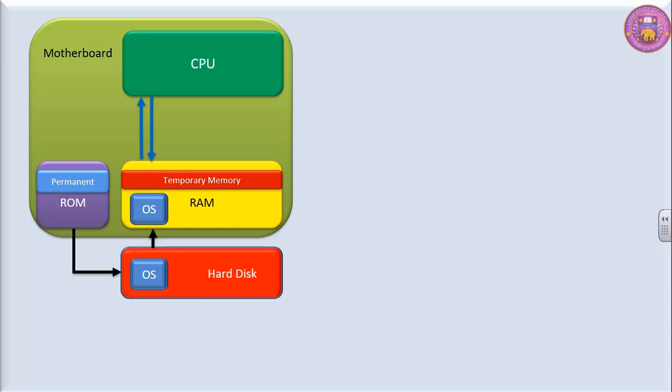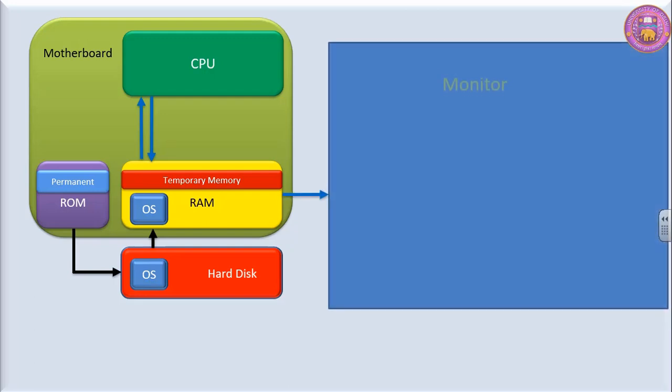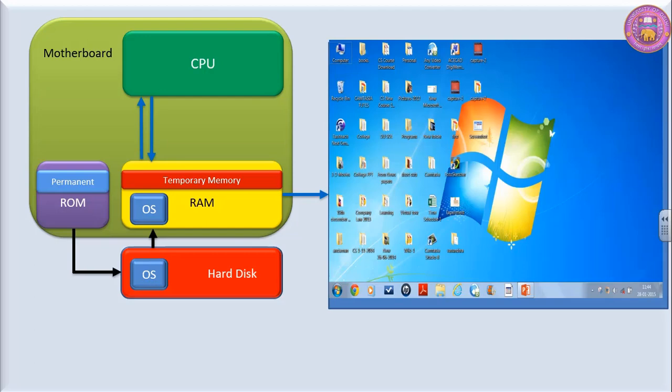Operating system sends the first file to CPU. CPU processes that and returns it back to RAM. RAM sends that particular file to monitor. Monitor shows the very first screen. Now we can start working with our computer.